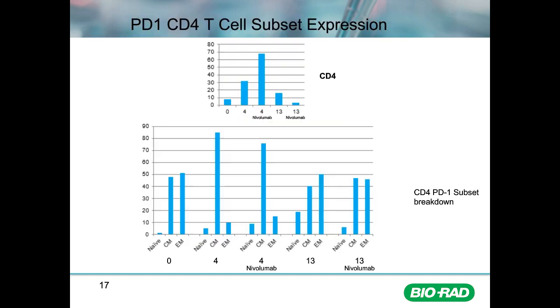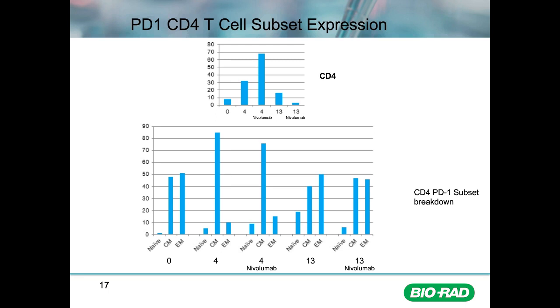Naive and memory cell populations were evaluated for checkpoint inhibition expression in the presence and absence of the PD-1 inhibitor. Within the CD4 T cell compartment, the highest frequency of PD-1 positive cells was observed on day 4 when CD4 T cells were in the presence of the PD-1 inhibitor.